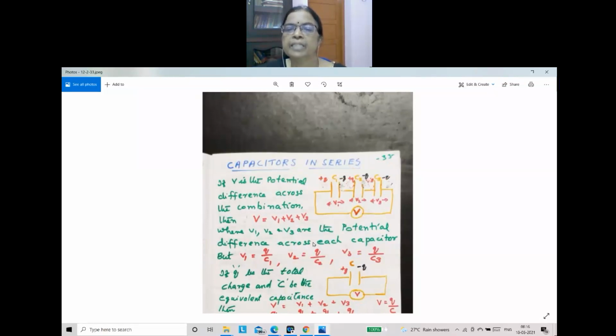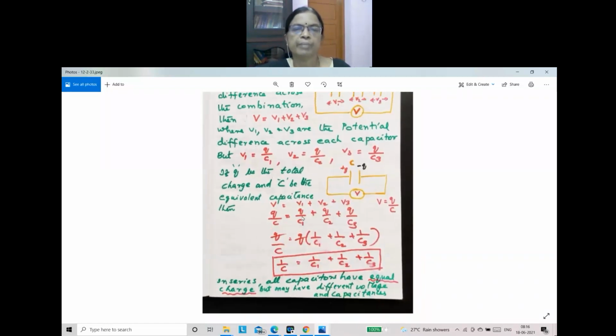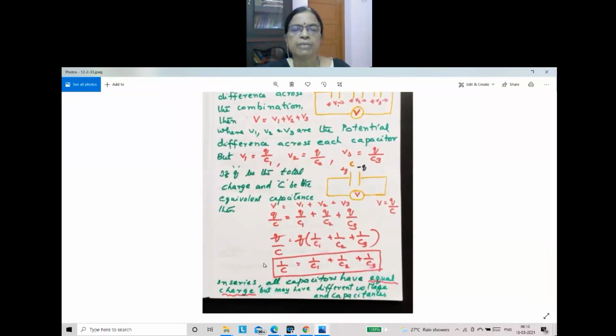Effective capacitance will decrease to less than the least value. Suppose this one has the least value, 1 microfarad, and they are connected in series, that will be less than 1 microfarad. Equivalent capacitance will be less than the least value of the capacitance. So the derivation you have to study: when 3 capacitors or 2 capacitors are connected in series, derive the formula for the equivalent capacitance. This is the question for that.